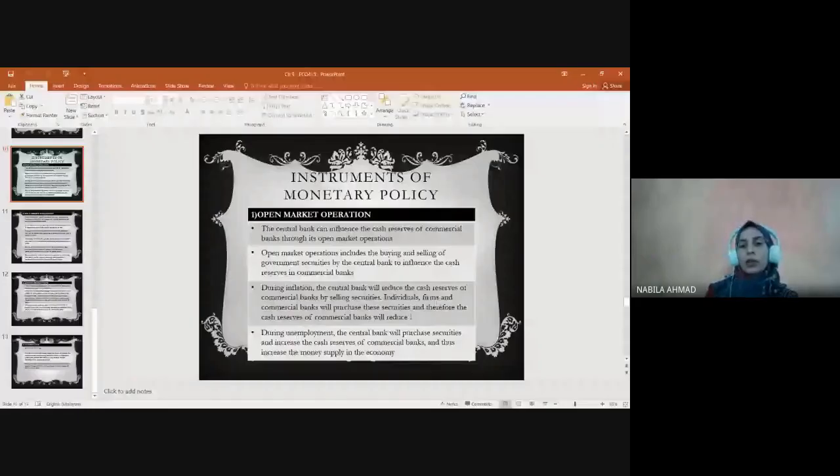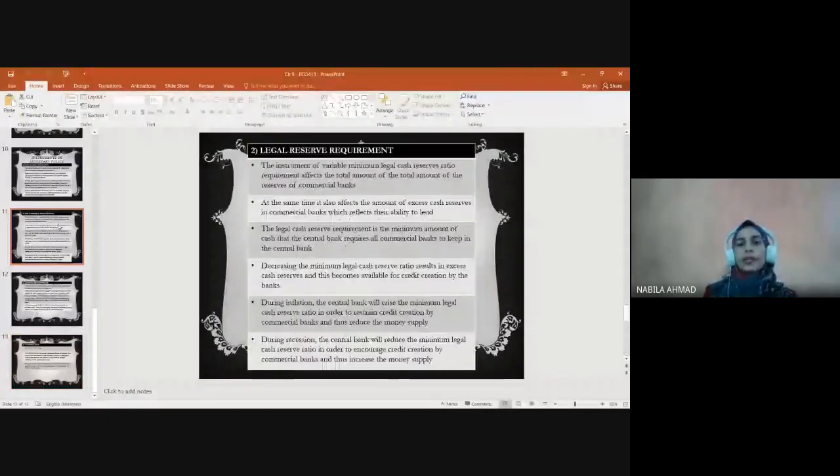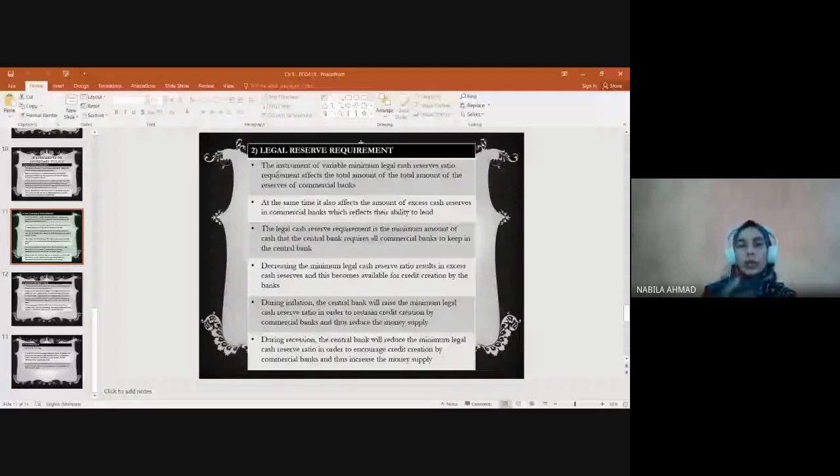During unemployment, central bank will purchase security, increase the cash reserve of commercial banks and increase the money supply. Jadi during recession atau unemployment, central bank yang akan beli security daripada commercial bank, individuals ataupun firms supaya akan meningkatkan money supply in the economy. Okay, so that is open market operation. And then we have legal reserve requirement. Okay, legal reserve requirement. So this is the instrument of variable minimum legal cash reserve ratio requirement. Will affect the amount of the reserve of the commercial bank lah.